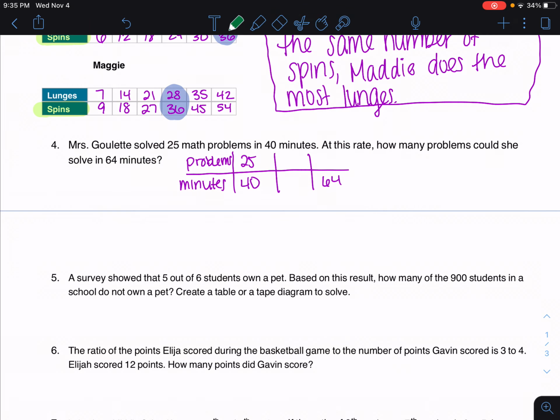Let's do it back to green. So I'm going to divide by 5 because 25 and 40 have a 5 in common. So I've got 5 and 8. And then to get from 8 to 64, I'm going to multiply by 8. So I multiply by 8 here, and I get 40. So 40 problems.